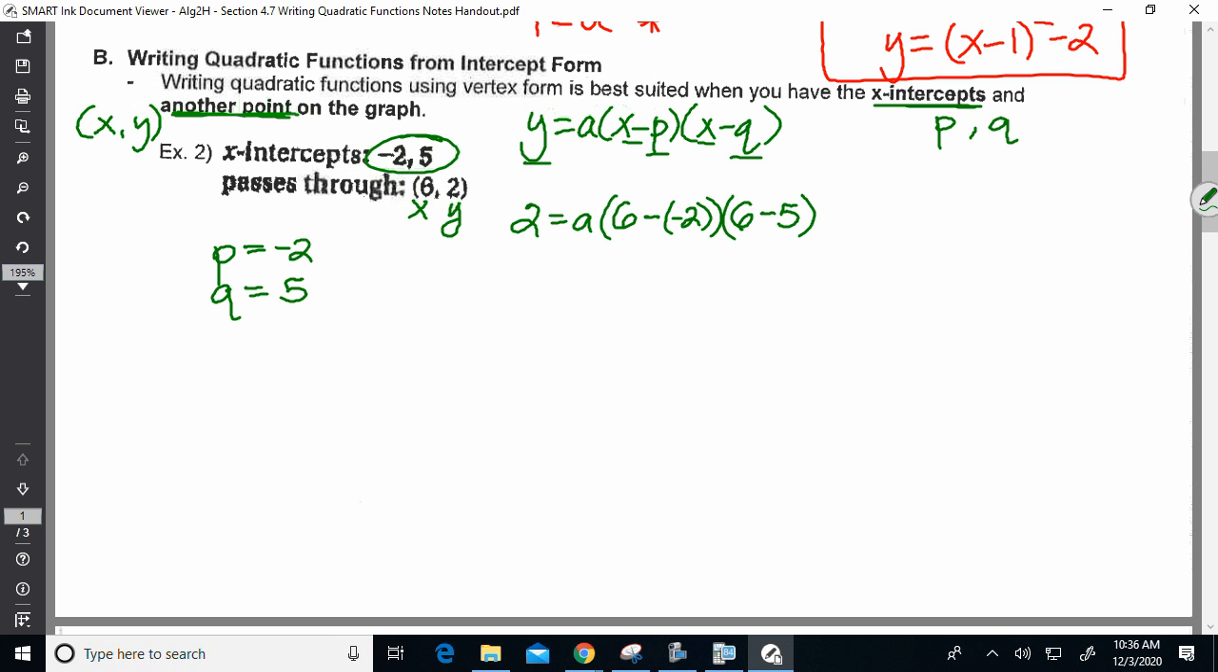But now we're just solving an equation. 6 minus -2, that's 8. 6 minus 5 is 1. 8 times 1 is 8. So 8a. Divide both sides by 8. Get 2 over 8, which is 1/4. Any areas of concern before we finish this one off?